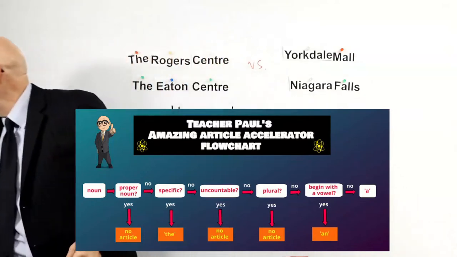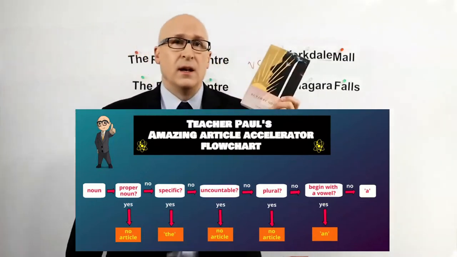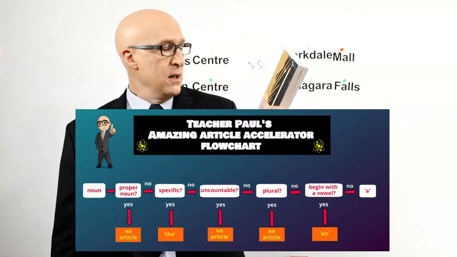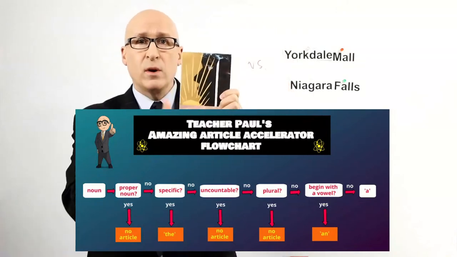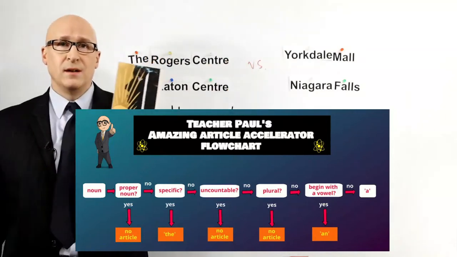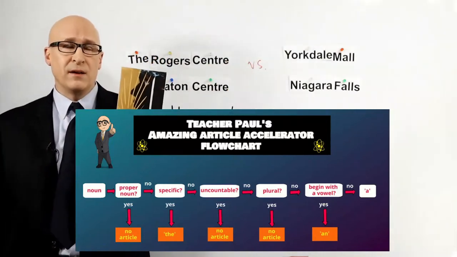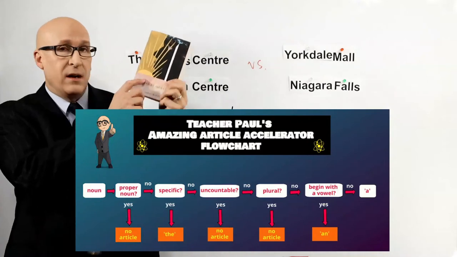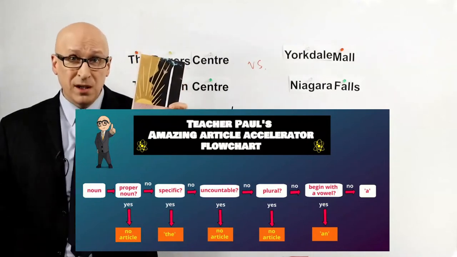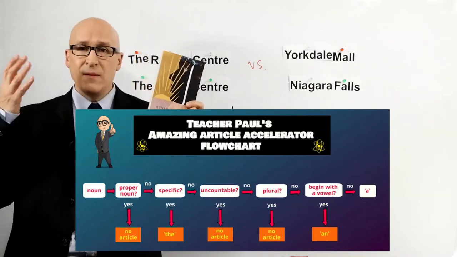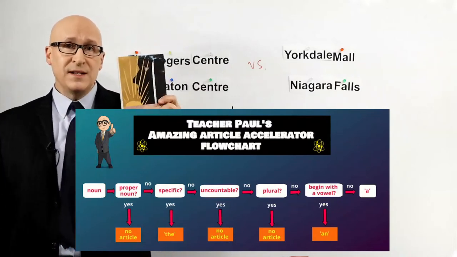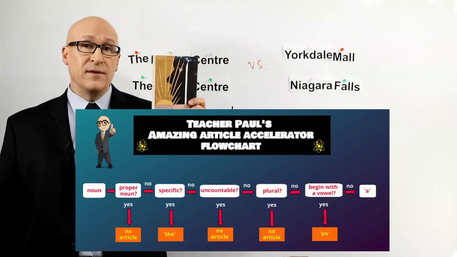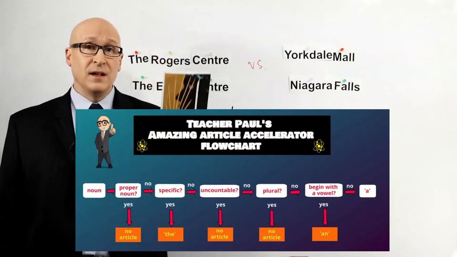So let's try it. Book, let's say, the Mishima book, a Mishima book. So the noun we're going to use here is book. Is it a proper noun? Well, the title is a proper noun, Runaway Horses, but the word book is not a proper noun. It's not the name of a person or a company or a country. It's not a proper noun. Is it specific? Well, if yes, then we use the.